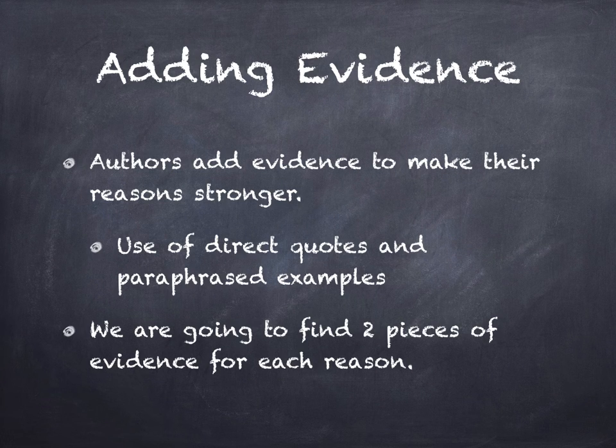Adding evidence. Authors add evidence to make their reasons stronger. They use direct quotes and paraphrased examples. We are going to find 2 pieces of evidence for each reason. We're going to work on finding 1 direct quote and 1 paraphrased example. A paraphrased example is just a short summary of an important idea in the story.